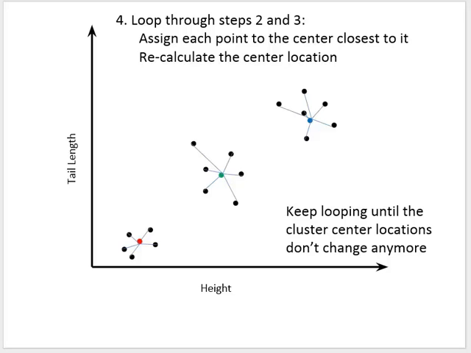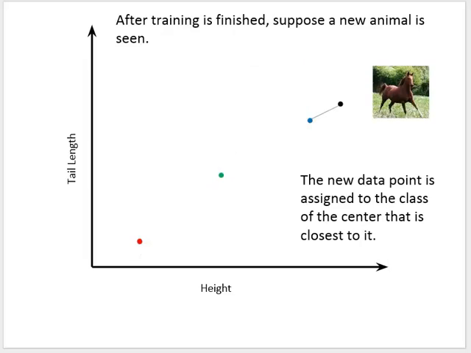We can then get rid of our training data and look at our testing data. A new point that we've never seen before from the testing set is assigned the class of the center that is closest to it.